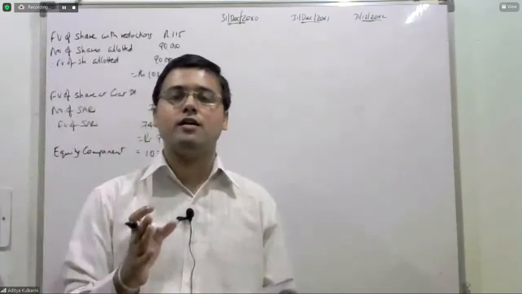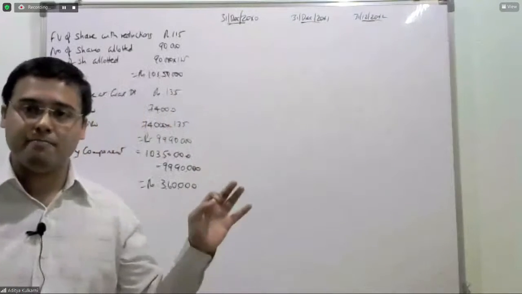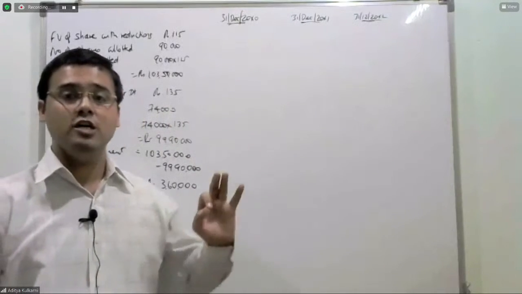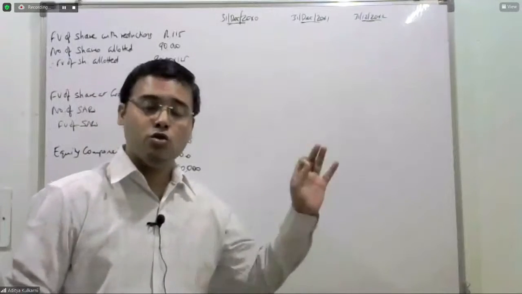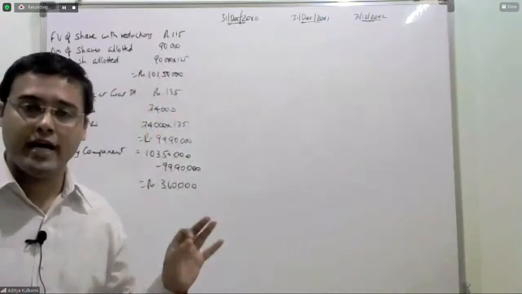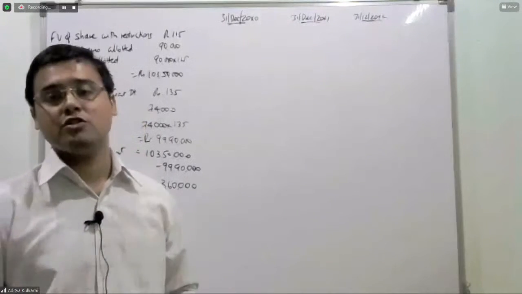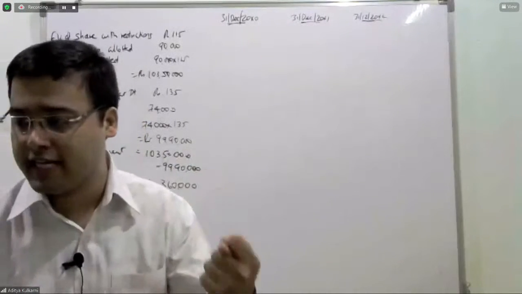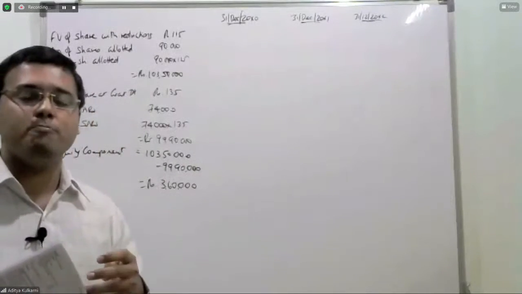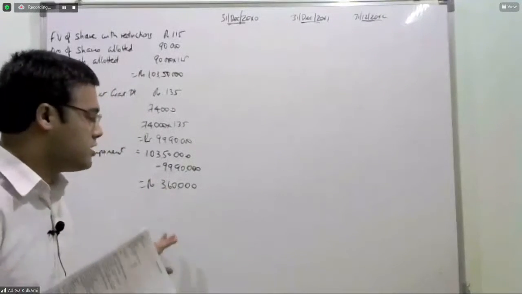So what will be the journal entry that will be passed? Employee benefit expenses account debit, to SBP reserve, to SBP liability. Sir, both of them? Yes, both of them, because you are giving the option for equity also, and you are giving the option for cash also. You are giving both the options.